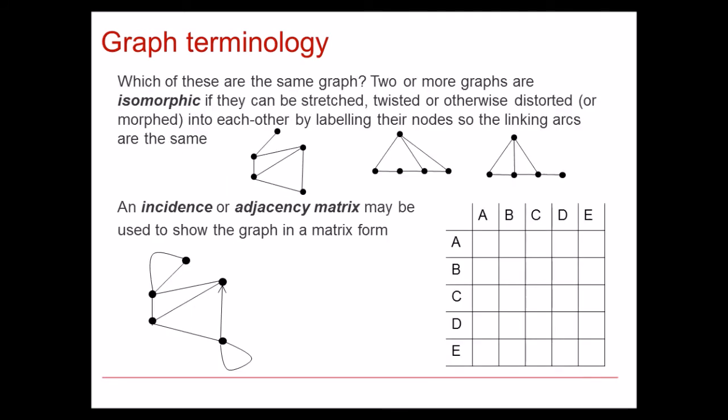We can say that 2 or more graphs are isomorphic if they can be stretched, twisted or otherwise distorted or morphed into each other by labelling their nodes so the linking arcs are the same.